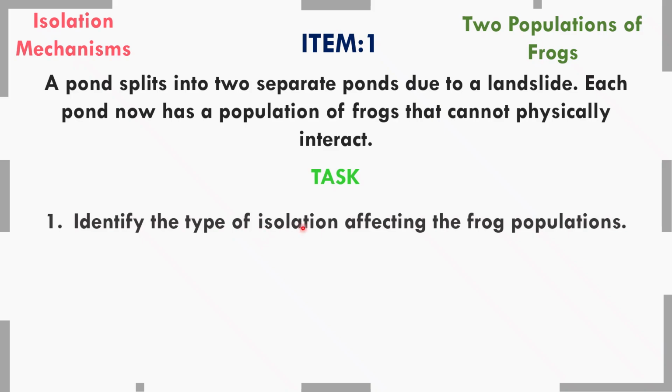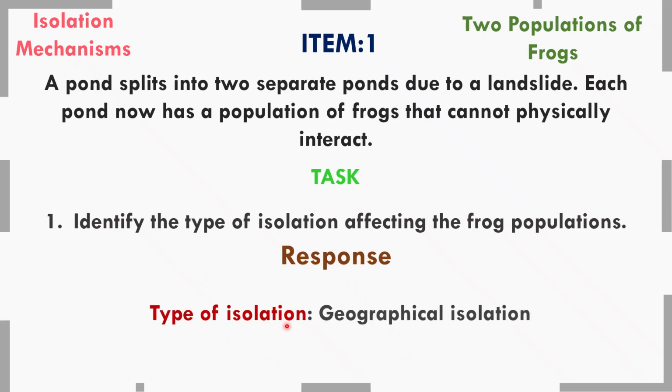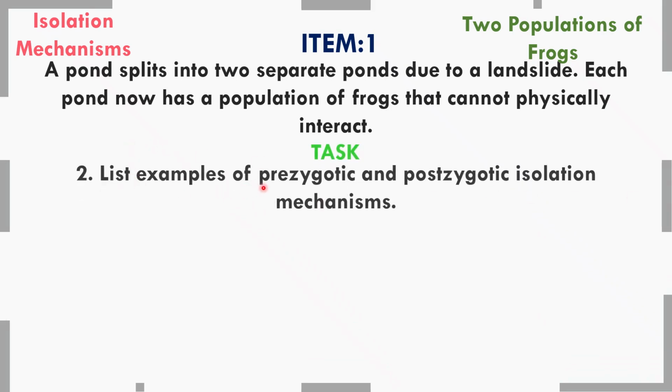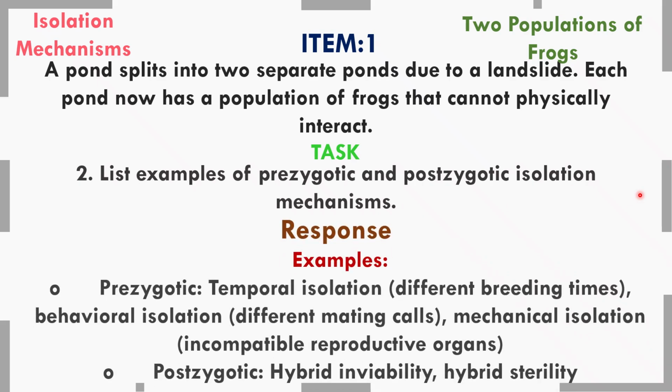Let us start with identifying the type of isolation affecting the frog populations. The type of isolation is geographical isolation. List examples of pre-zygotic and post-zygotic isolation mechanisms. Pre-zygotic, we have temporal isolation, those are different breeding times; behavioral isolation, different mating calls; mechanical isolation, incompatible reproductive organs. Then the post-zygotic, we have hybrid inviability and hybrid sterility.